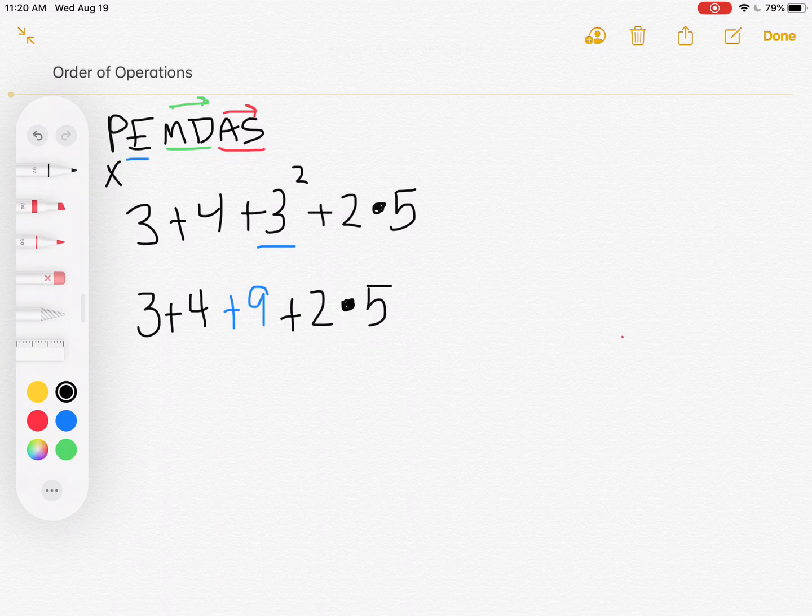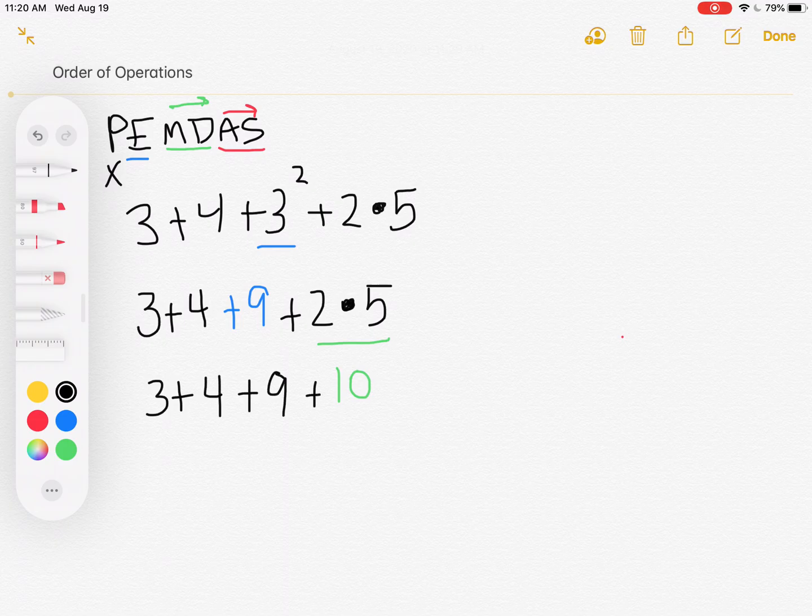Next up, that's a times dot there between the 2 and 5. I do have multiplication and division, so I'm going to do that. 2 times 5 is 10, so that right there becomes a 10. Everything else stays the same.